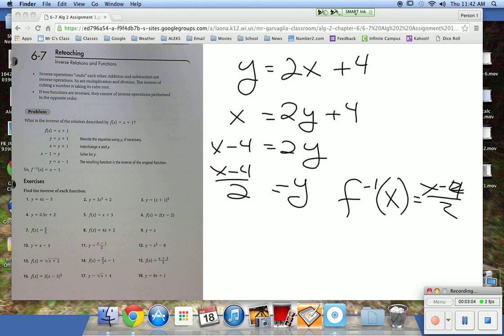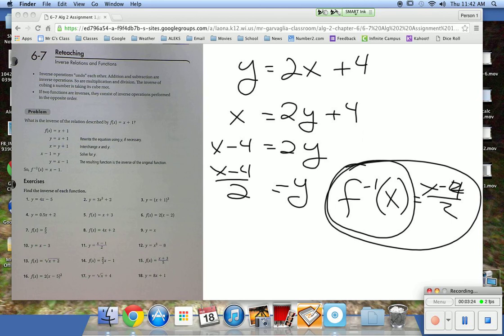So when you do an inverse function, you just put f and then minus 1 of x. This says it's an inverse function, that f minus 1 of x. Yep, I want to see it like this, right here. F minus 1 of x equals x minus 4 over 2. Here's something really cool that happens.